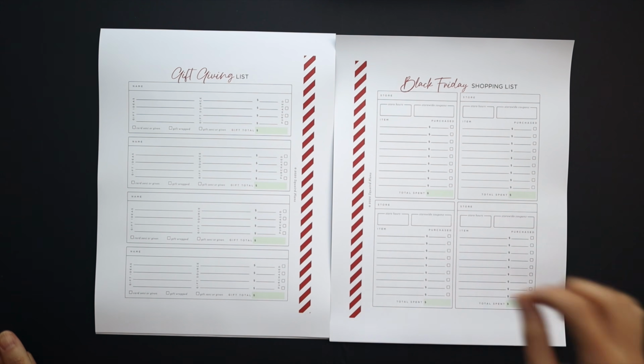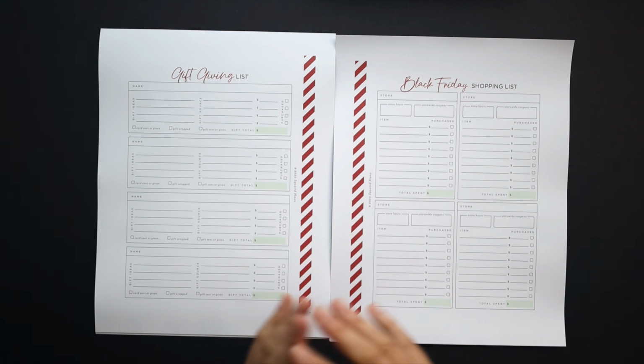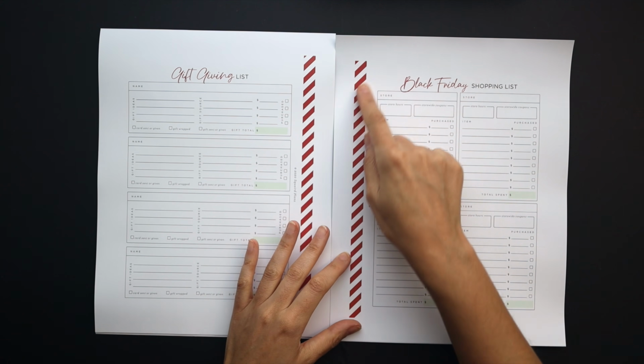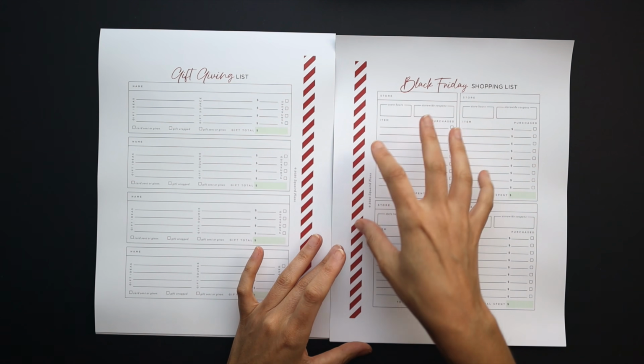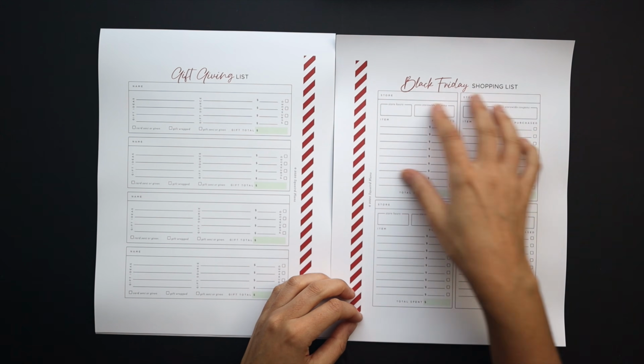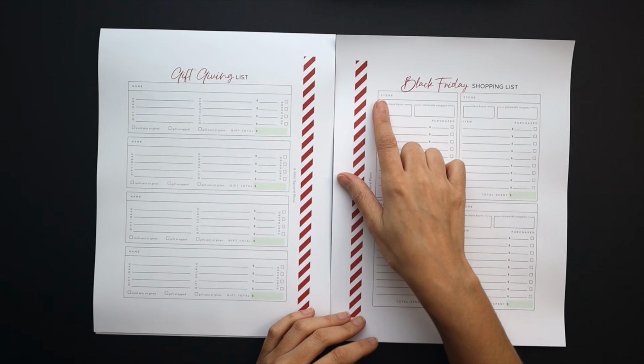Next, we have the Black Friday shopping list update, and so very similar to the previous year, except you don't get that cool cutout feature that we had before. So this is just more of a home base for all of the stores. So you have a little bit more room, which is kind of nice to write in stuff.